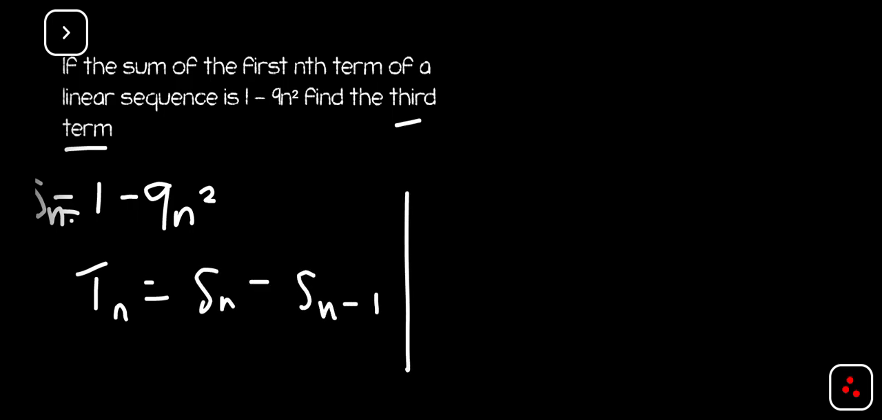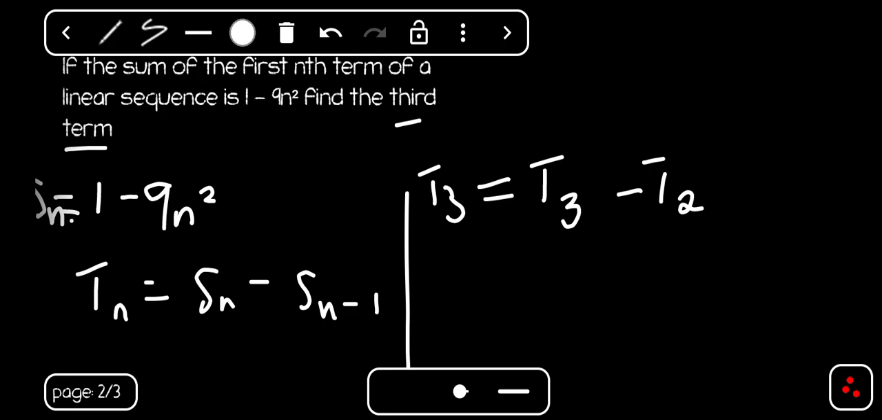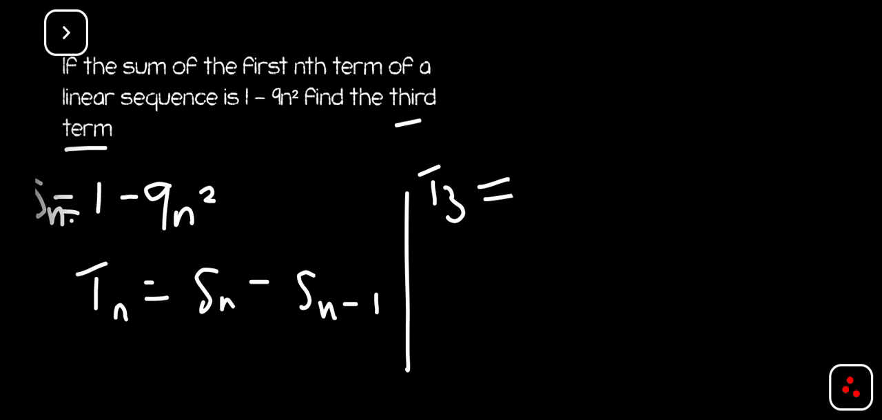So basically, for us to find the third term, which will be T sub 3, it is going to be equal to S sub 3 minus S sub 2. Sorry, so we'll have the sum of the third term minus the sum of the second term. Because if we put 3 here and 3 here, this will be 3 minus 1, 2. So that's how we got this.